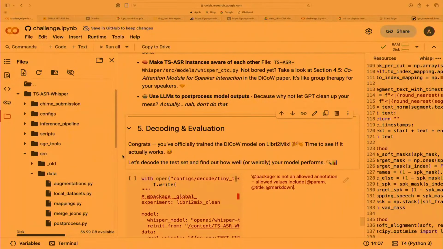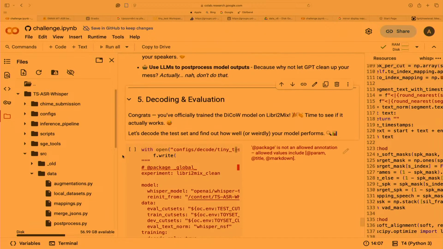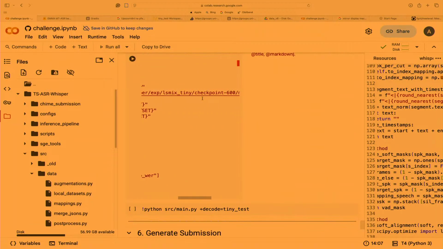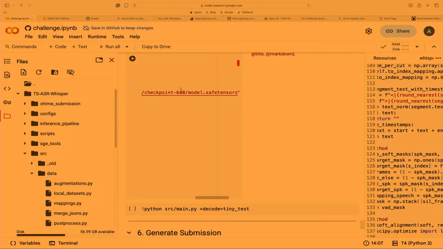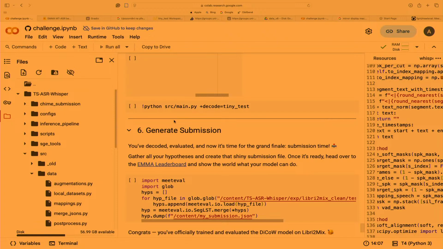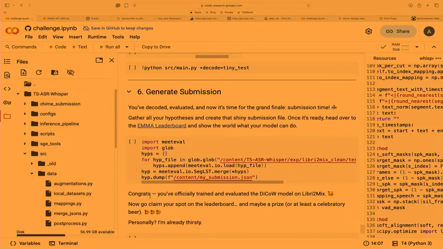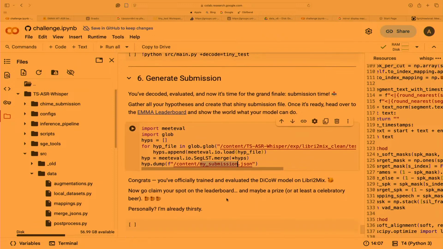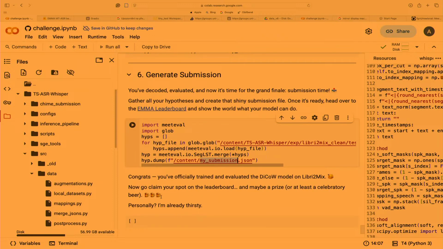So then you just run the decoding. Here you select the checkpoint that you believe is working the best. Run the decoding, it should take like 7 to 10 minutes. And then you generate the submission. You collect all the hypotheses for each file and save them to a single file called mysubmission.json, and get your well-deserved beer.